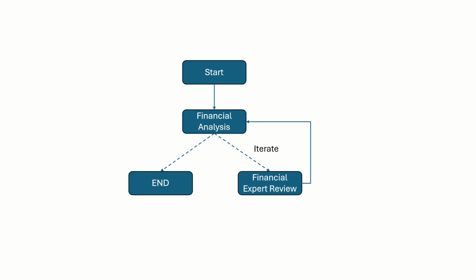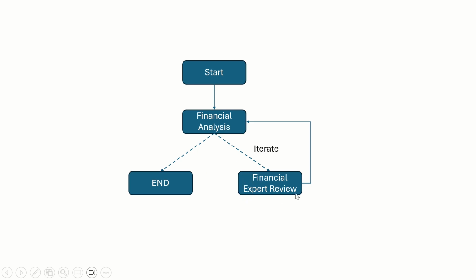We pass the output, especially for complex financial problems, and we'll take a look at that in the solution. The output is then passed to the financial expert review. The dotted line here represents something called conditional edges. Basically, from the financial analysis node, it can branch either to the financial analysis expert review node or to the end node. So here it's going to iterate.